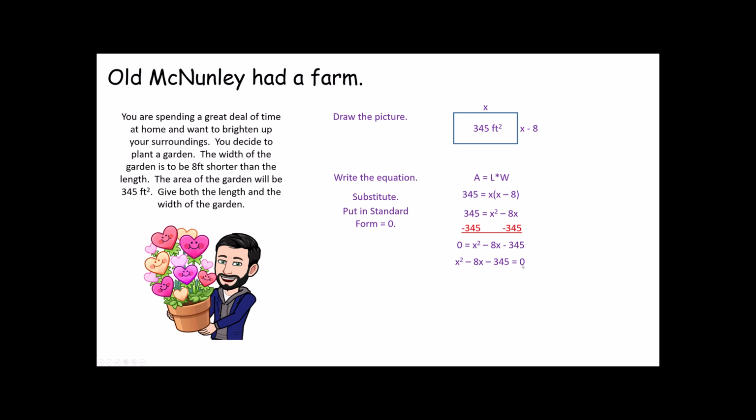I'm going to go ahead, use my symmetric property and put my equals 0 on the other side. That's more comfortable for me. It is not required for you. And then I'm going to go ahead and factor this.